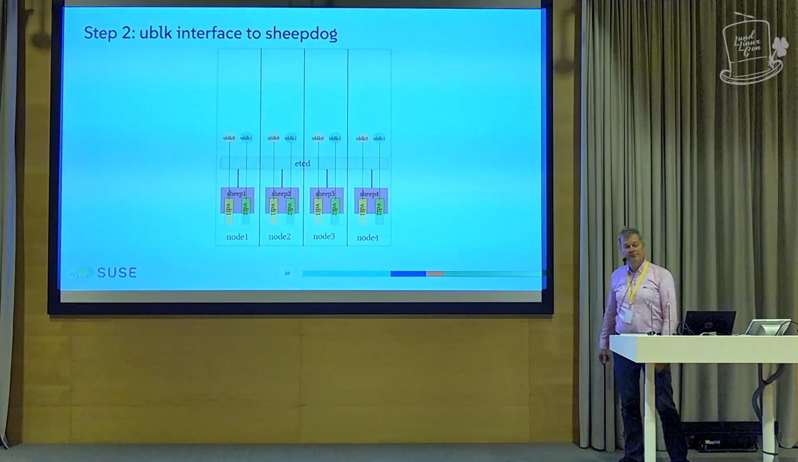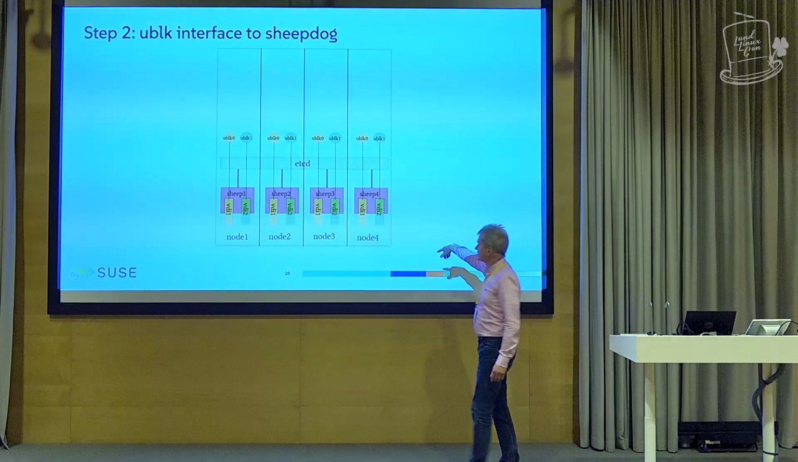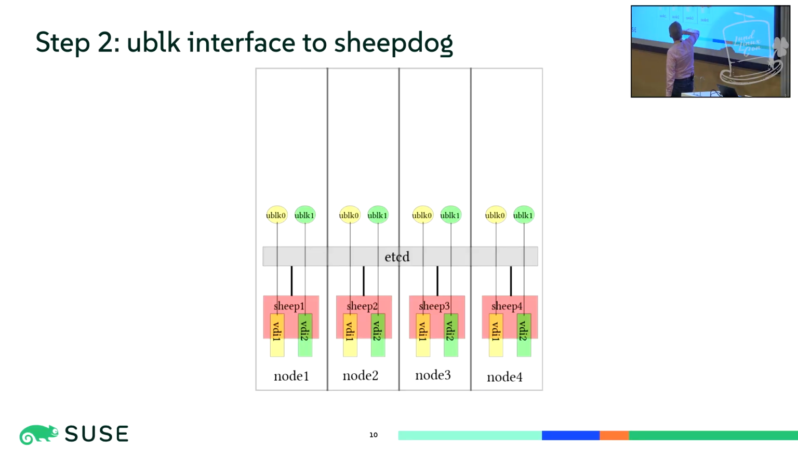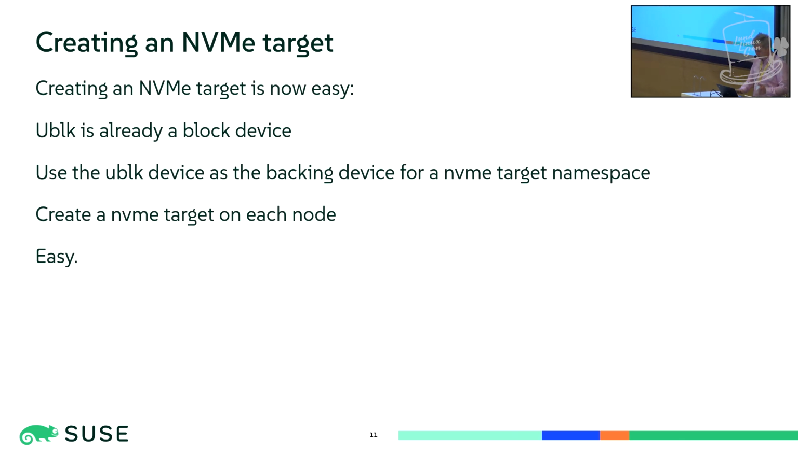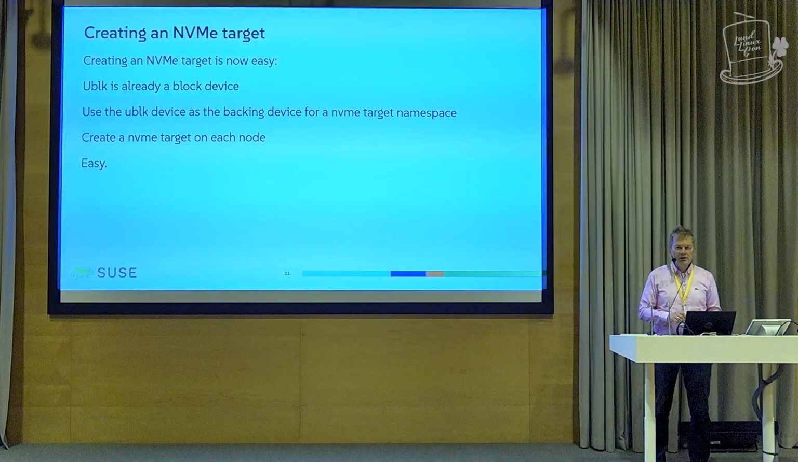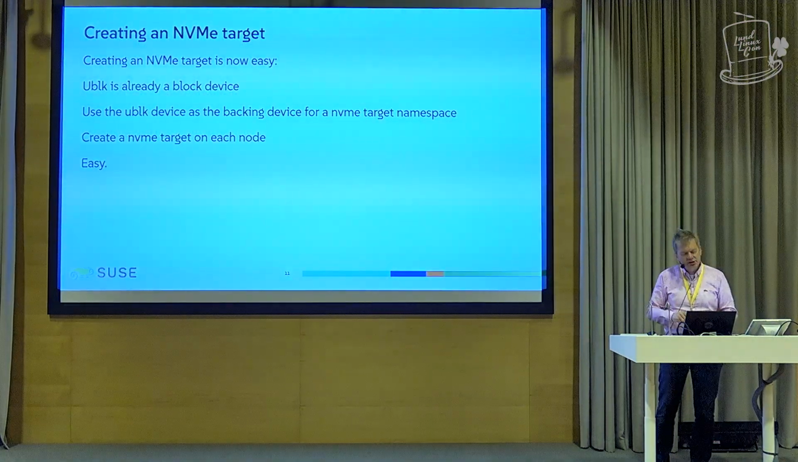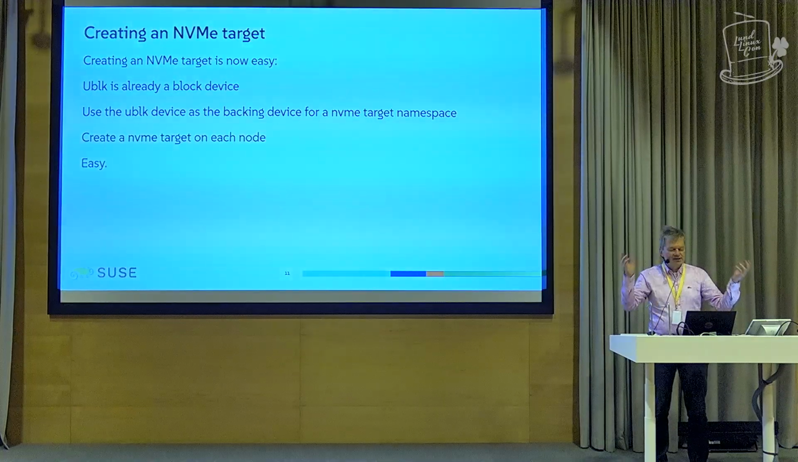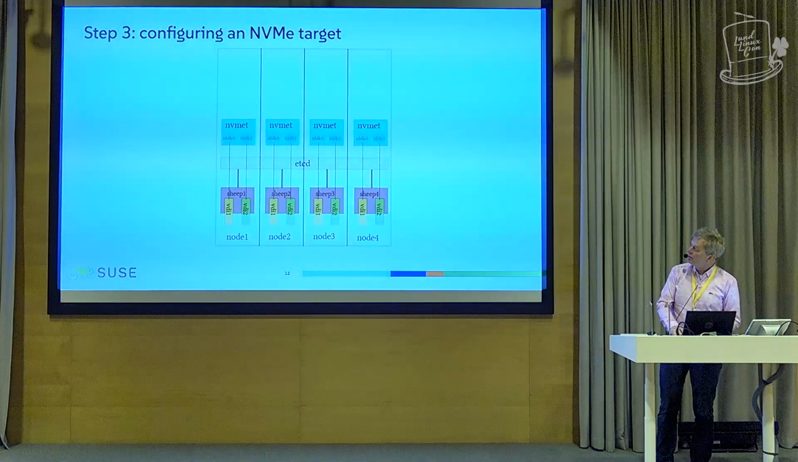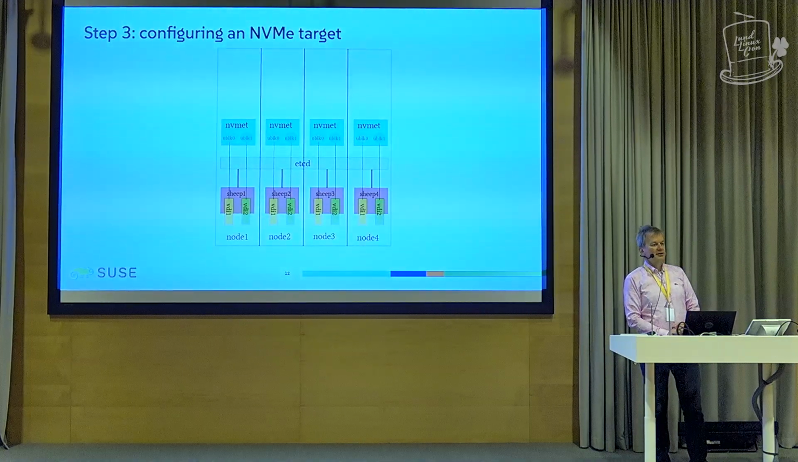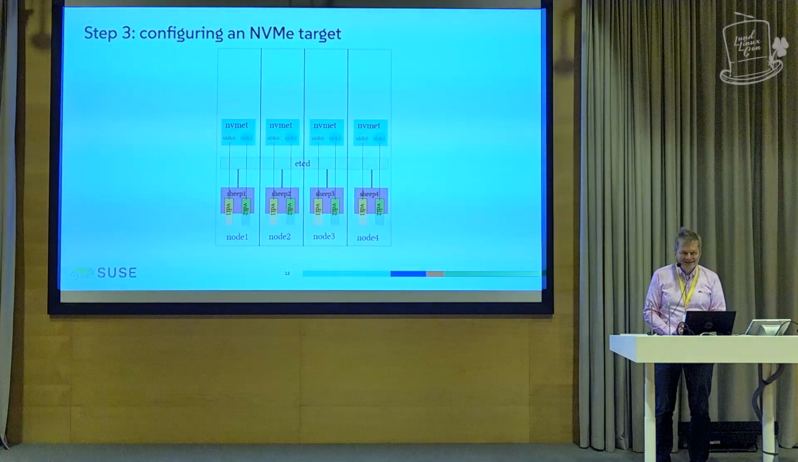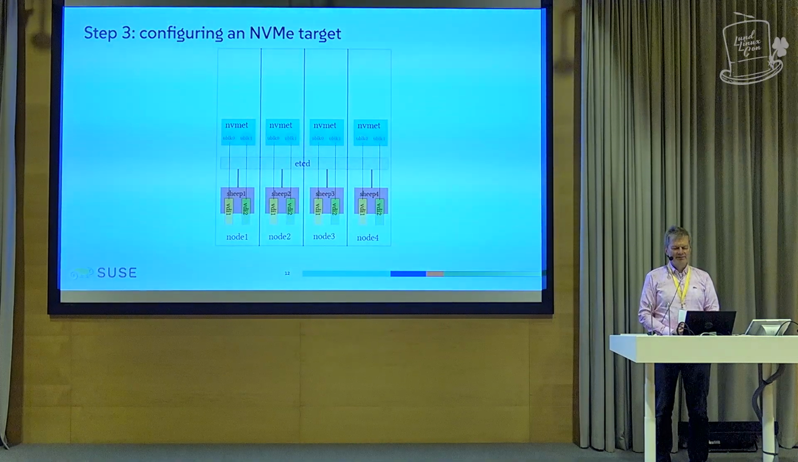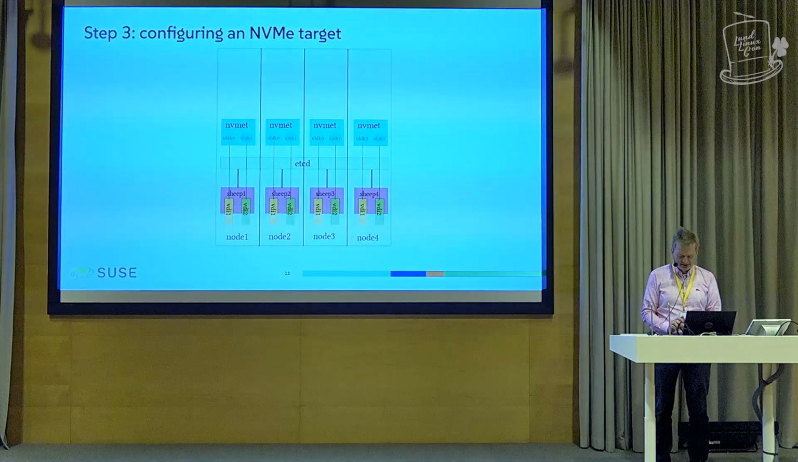Which means we can now expose the virtual devices here as uBlock devices to the OS. Right, cool. So now we have block devices there, and then it's quite easy. Just put an NVMe target on it. Because it's now a block device, we can just create a configuration for the block devices and have a nice NVMe target. Well, actually, we have 4 NVMe targets, which is nice, but we want to have a distributed cluster, not 4 of them.